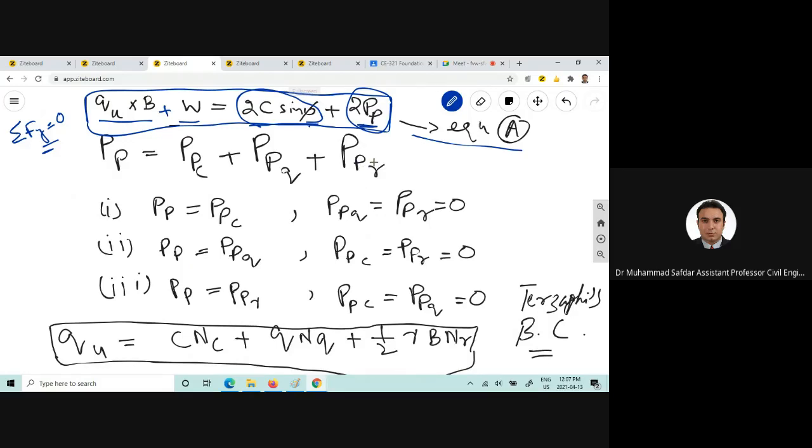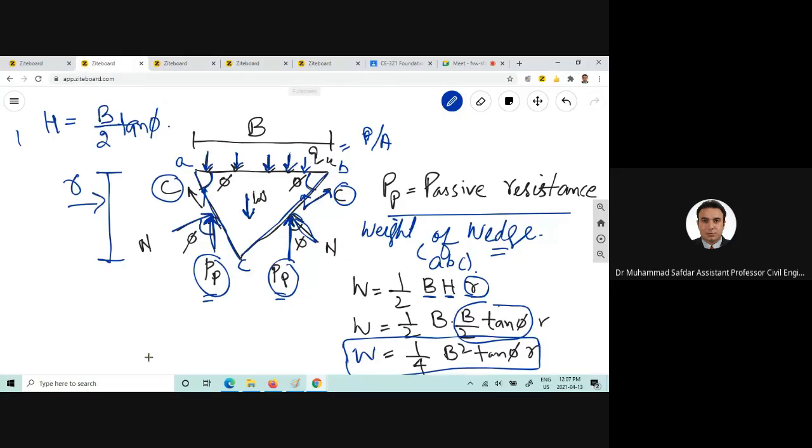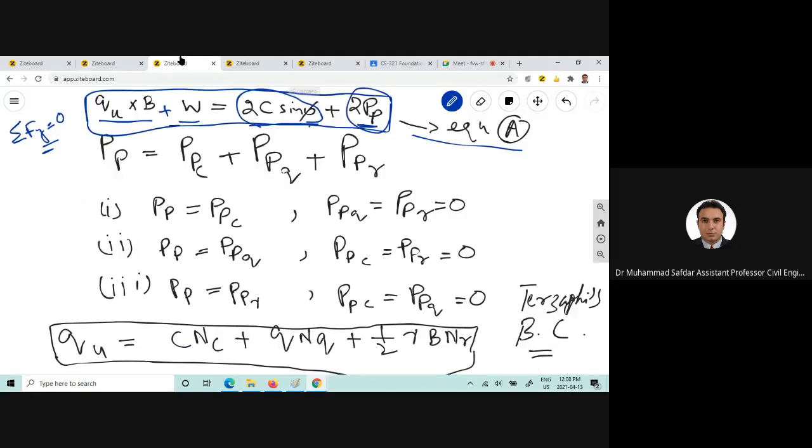Now that PP which is exerted onto this one and this one is dependent upon three things. One is the cohesion, another one is the surcharge, and the other thing is the unit weight of the soil. Therefore this PP will have three components: PP due to the cohesion, due to the surcharge, and due to the weight of the soil.